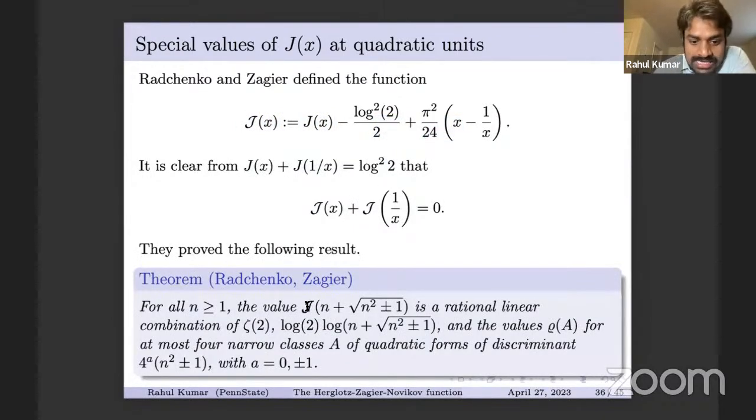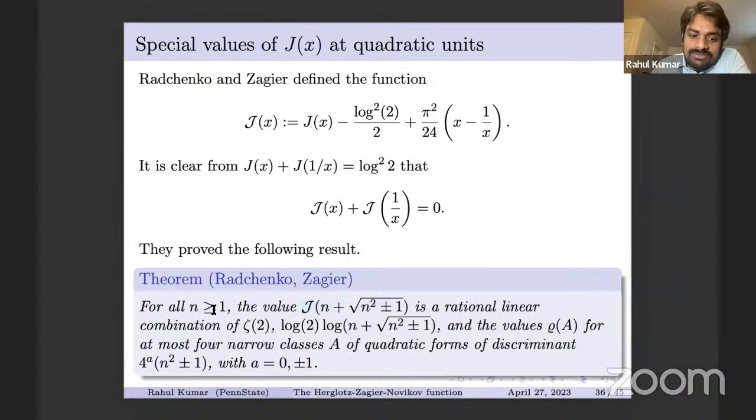What they prove is that the values of this script j function are a linear combination of zeta 2, log 2, log of n plus root n squared plus minus 1, and the value is rho of a. And what is rho of a? This is the Kronecker limit formula. So you can see how the Kronecker limit formula is coming into the picture when you are trying to evaluate one definite integral only. G of x is a definite integral. So that's why it is very non-trivial, and this proof is a very non-trivial proof.